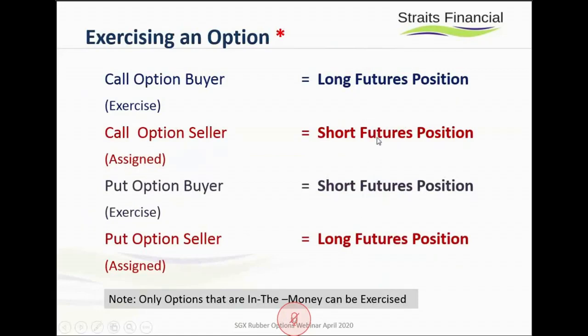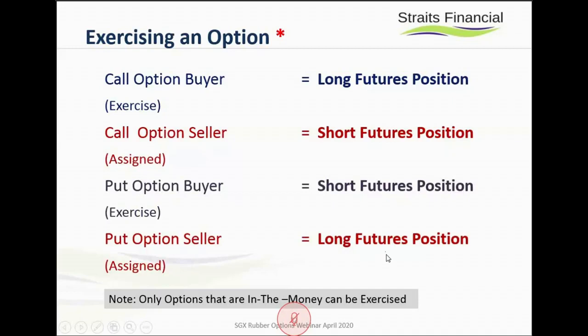Okay? Or the exercise price. If you think that the market is going down, you buy a put option. If the buyer of the put option exercises, you receive a short futures position. The seller of the put option that has been assigned by this buyer will receive a long futures position at the strike price. All right?